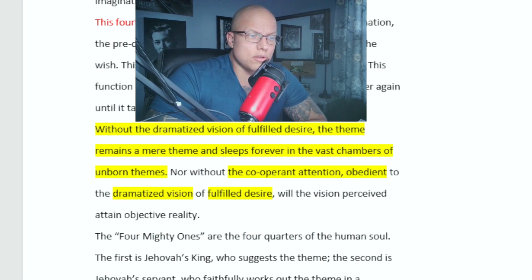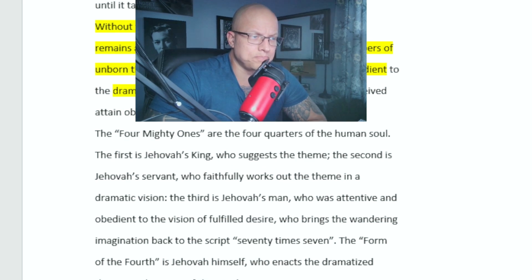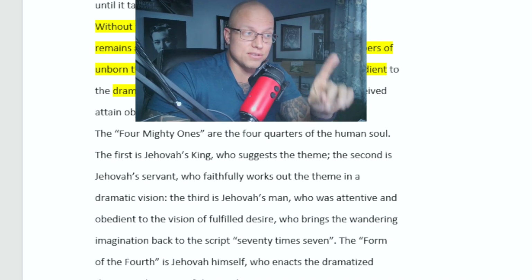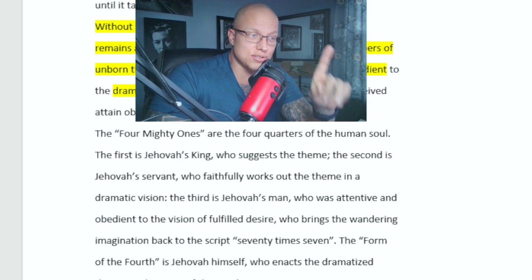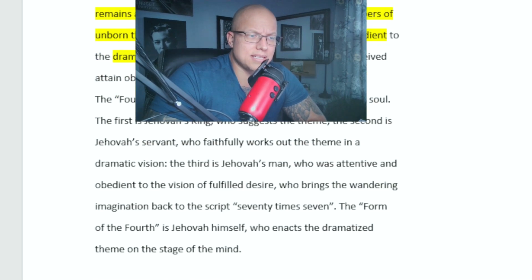The four mighty ones are the four quarters of the human soul. The first is Jehovah's King, who suggests a theme. The second is Jehovah's servant, who faithfully works out the theme in a dramatic vision. The third is Jehovah's man, who is attentive and obedient to the vision of fulfilled desire, who brings the wandering imagination back to the script. Right there, that's the director, who brings the wandering imagination back to the script 70 times 7, like the Bible said. The form of the fourth is Jehovah himself, who enacts the dramatized theme on the stage of the mind.